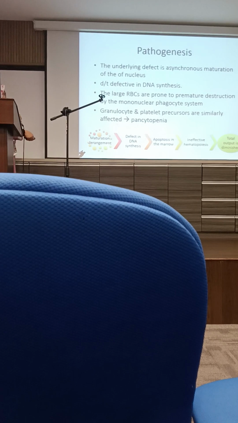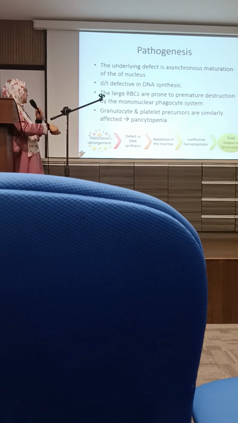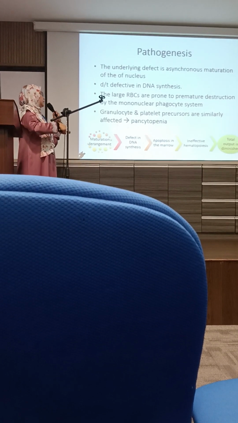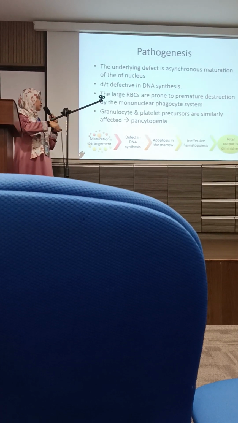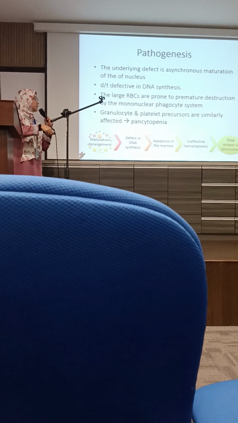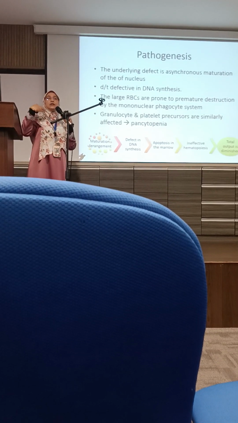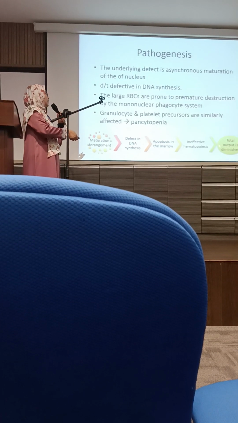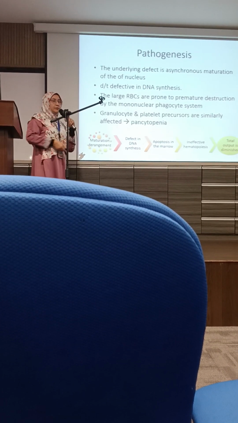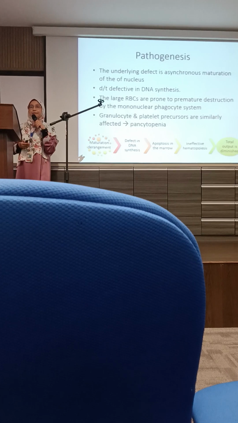So you have maturation derangement, a defect in DNA synthesis. This abnormal cell will undergo apoptosis in the marrow. It doesn't even get out. It will be apoptotic in the marrow, and you call this ineffective hematopoiesis. There is hematopoiesis but it is not effective, the cells don't get to mature. And you will have total output diminished and you have pancytopenia.